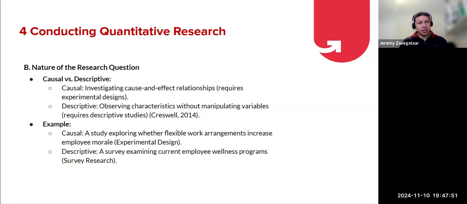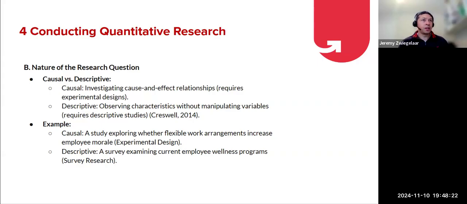Other types of research, in terms of conducting it, we might look at the causal versus descriptive relationships. So, investigating cause and effect relationships. For these ones, you do need experimental designs because they are going to be able to explain the differences in terms of your findings.